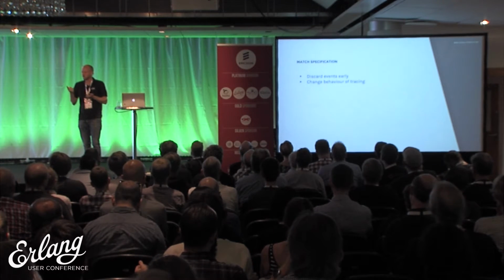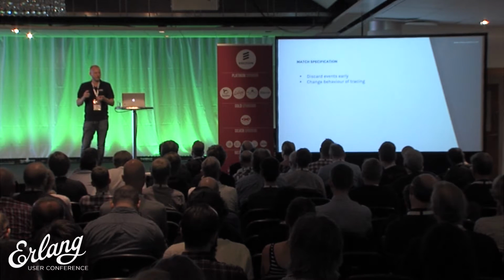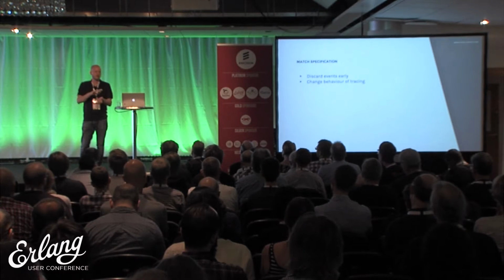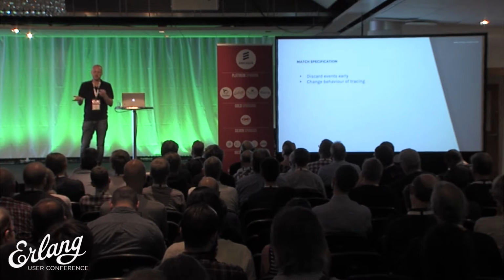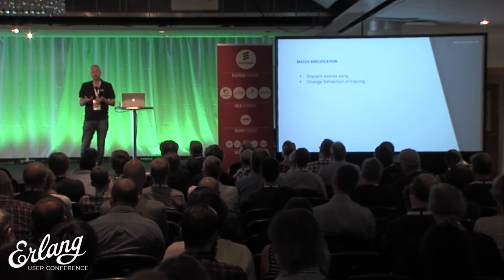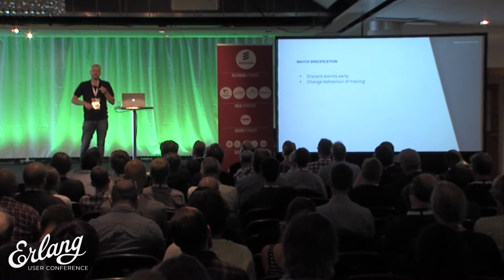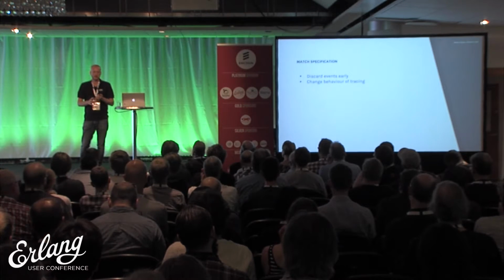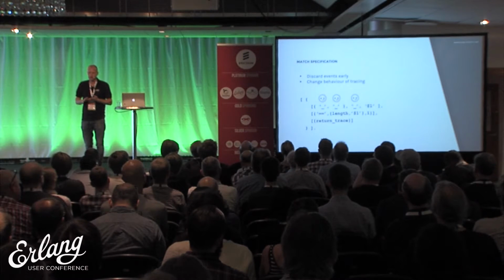So you can discard events much earlier, so you don't have to deal with the load of them, or you can change the behavior of the tracing. For example, you can all of a sudden start tracing on sending or receiving, or on scheduling events, because a function was called. So when GenServer cast was called, I want to start tracing on received messages on this process, or scheduling events on that process. You can do this with match specifications.